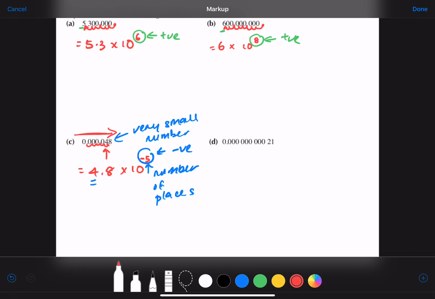So let's try. How many places will we have to move? 1, 2, 3, 4, 5, 6, 7, 8, 9, 10 places. So how we are going to write this would be 2.1 times 10 to the power of negative 10. Again, remember, the original number is a very small number, so that's why we have negative 10. Moving from left to right, the first number that is of value is actually 2. So that's why we have it as 2.1 times 10 to the power of negative 10.